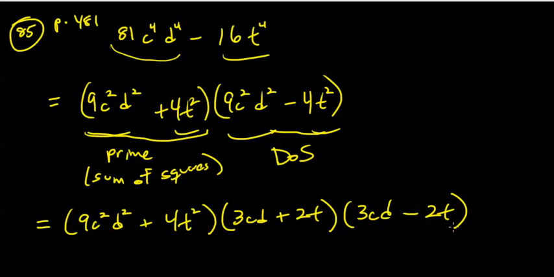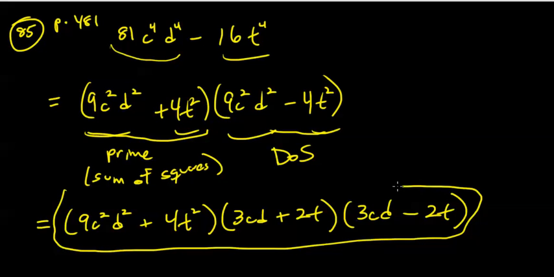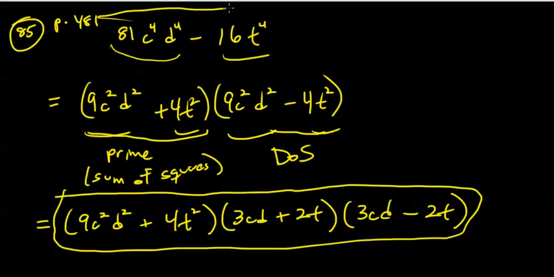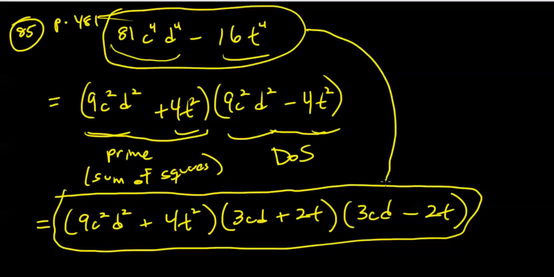Alright, so all these factors here are prime. They're irreducible. That means I cannot factor any of these factors any further. So I claim the given binomial in factored form is the answer that I've boxed below.